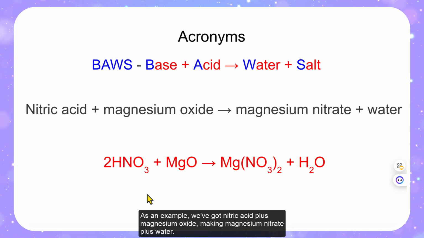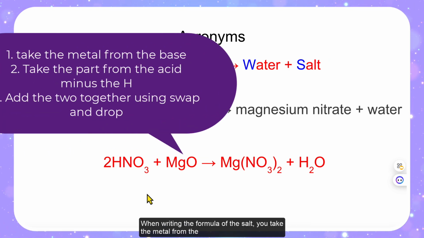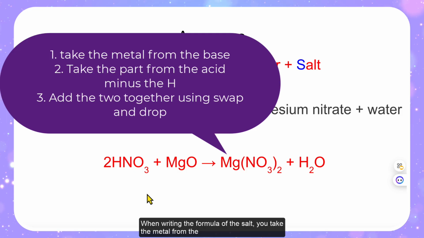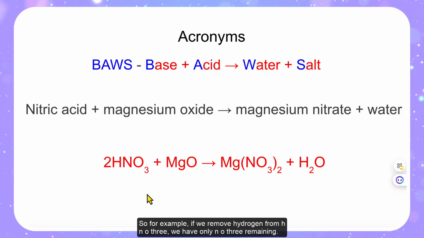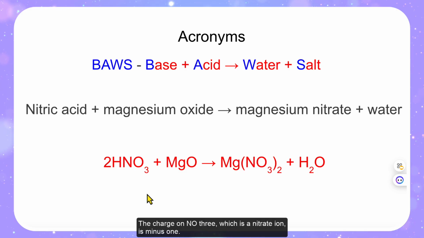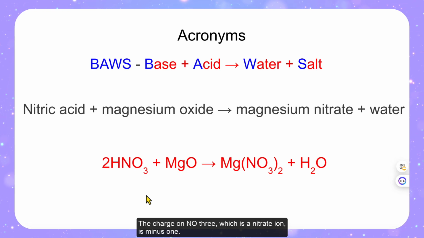As an example, we've got nitric acid plus magnesium oxide making magnesium nitrate plus water. When writing the formula of the salt, you take the metal from the base, then you add the part of the acid minus the hydrogen. So for example, if we remove hydrogen from HNO3, we have only NO3 remaining. The charge on NO3, which is a nitrate ion, is 1-.